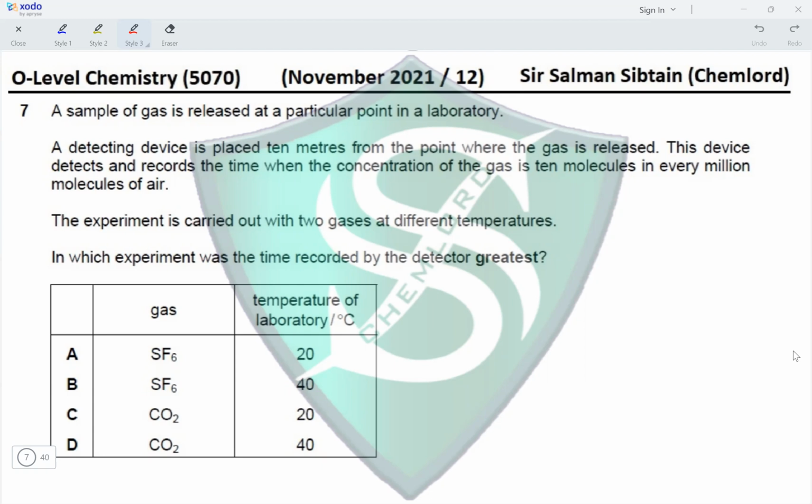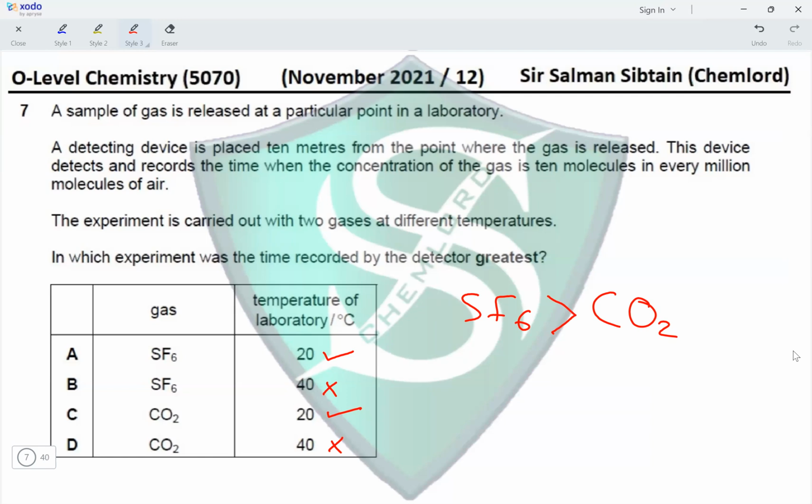We need to have a lower rate of diffusion, which means out of the two given temperatures, 20 and 40, a temperature of 20 is correct and 40 is incorrect. Now, we have two gases, SF6 and CO2. The rate of diffusion would depend on their Mr. The greater the Mr, the slower the movement; the lower the Mr, the faster the movement. So, between SF6 and CO2, the Mr of SF6 is greater than CO2.